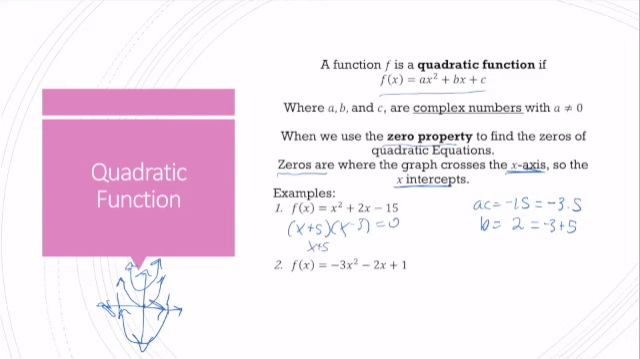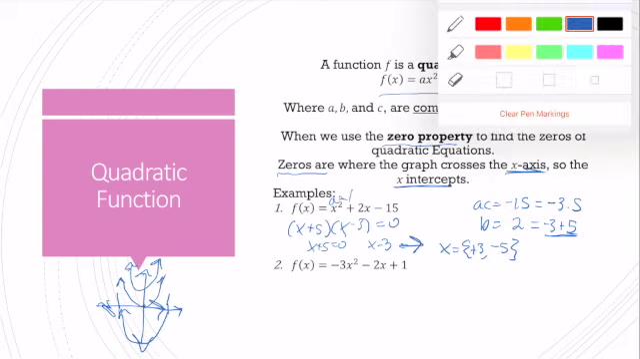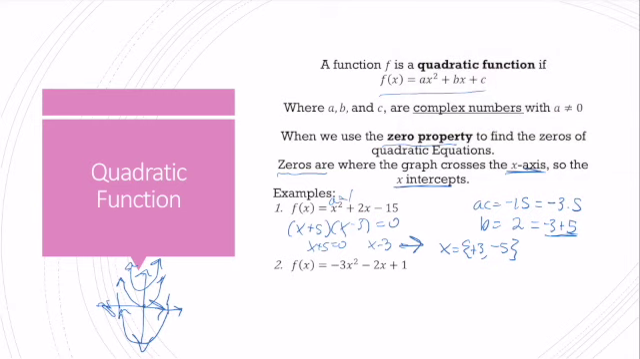If I set each of these equal to 0, I get that my zeros are x equals positive 3 and negative 5. We're going to want to check our answers for those. Now, I was able to use a shortcut because my leading coefficient in this case is 1. But for this second example, we're not going to be able to do that because our leading coefficient is negative 3.